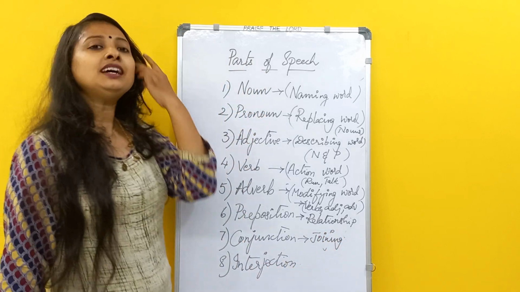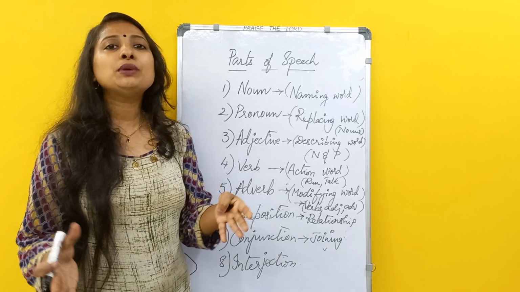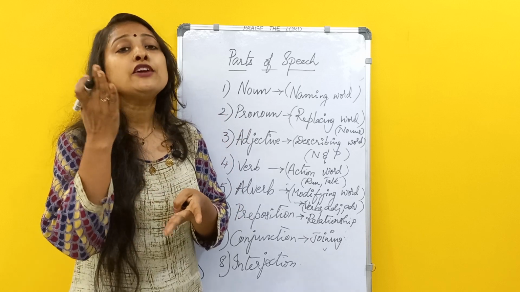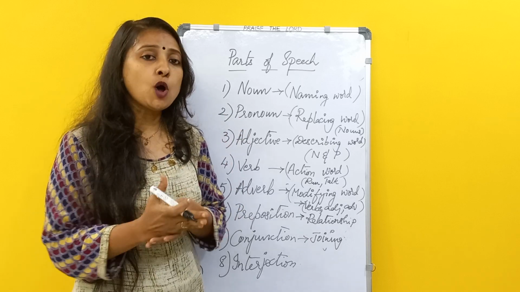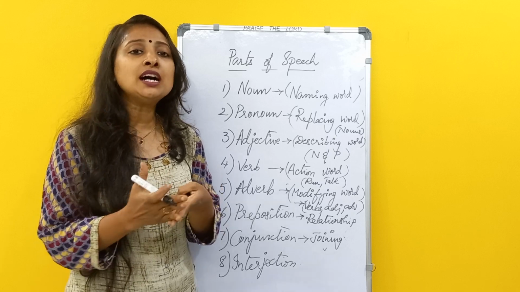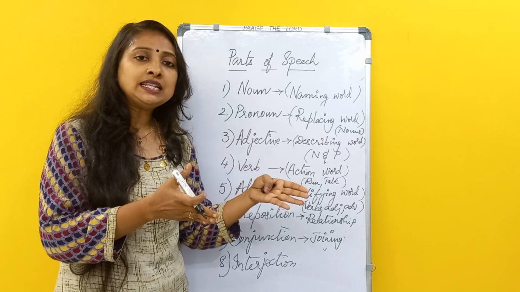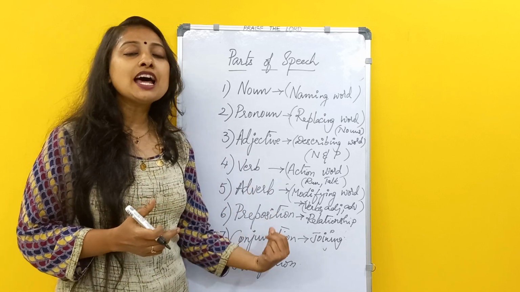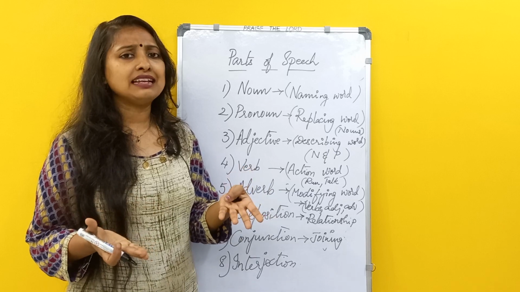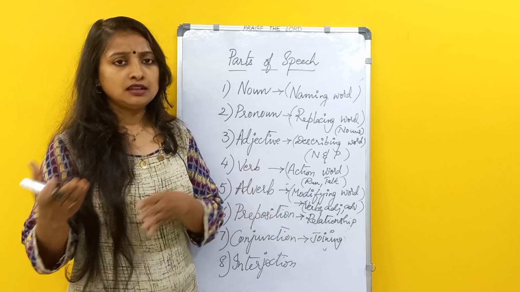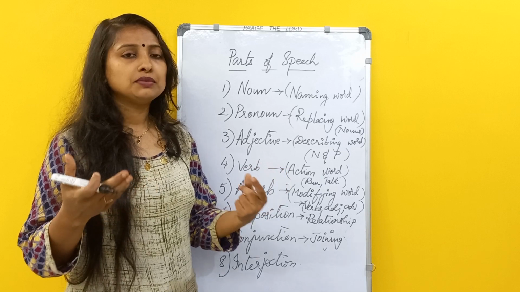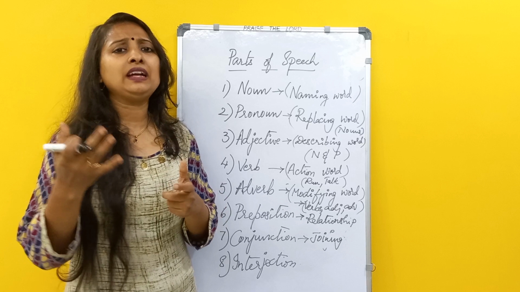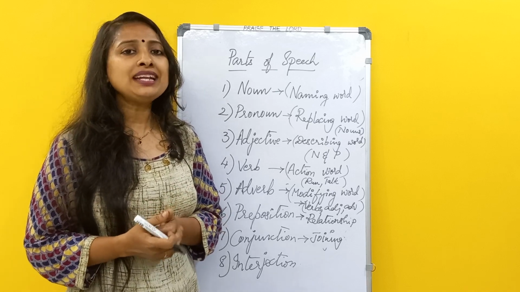This can be termed as a joining word. So it will join what? It will join sentences, it will join words, it will join phrases, it will join clauses. Conjunctions are words which will join words, phrases and clauses. Right? So those are joining words like and, or, either. All these words are conjunction words, right?